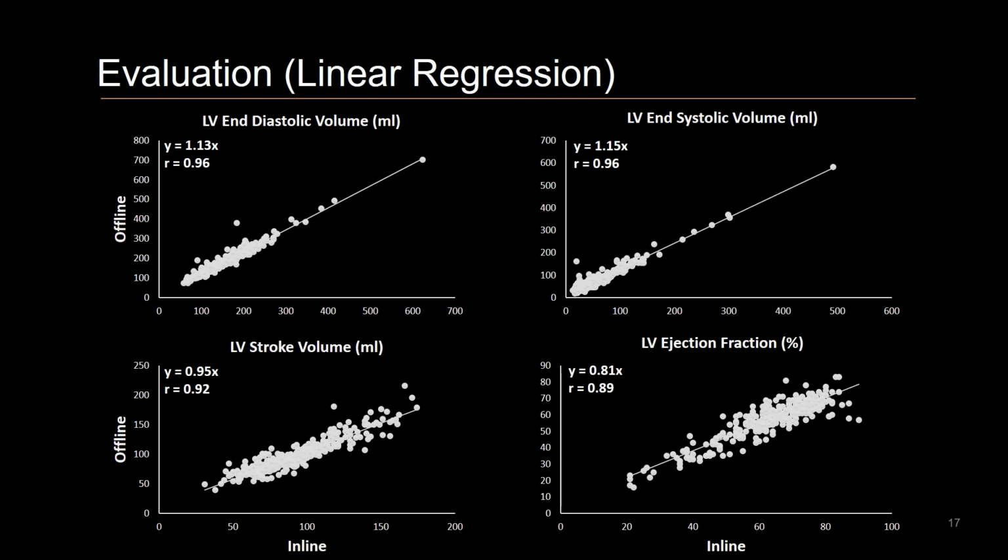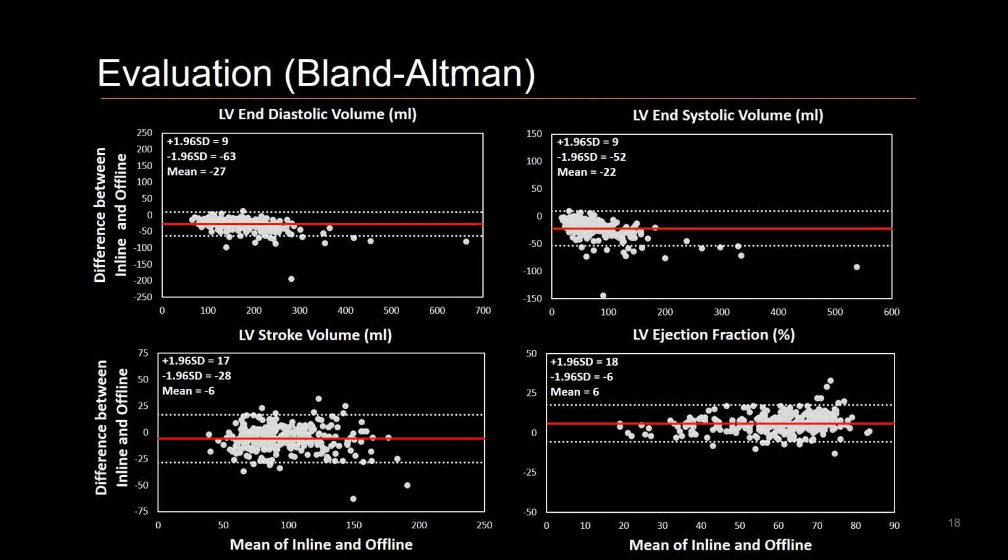Linear regression analysis showed strong agreement between inline and offline assessments, with an R-score of 0.96 for the end-diastolic volume and end-systolic volume, 0.92 for the stroke volume, and 0.89 for the ejection fraction. Bland-Altman analysis also showed good agreement between techniques. On average, the model underestimated the end-diastolic volume by 27 milliliters, the end-systolic volume by 22 milliliters, the stroke volume by 6 milliliters, while overestimating the ejection fraction by 6 percentage points.